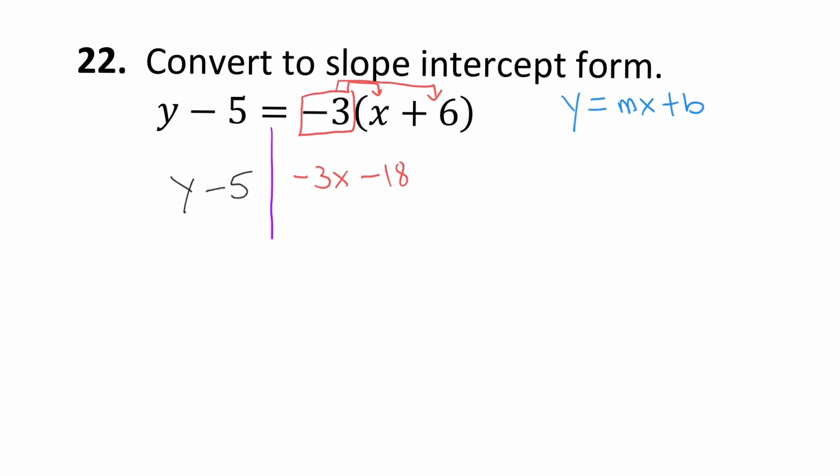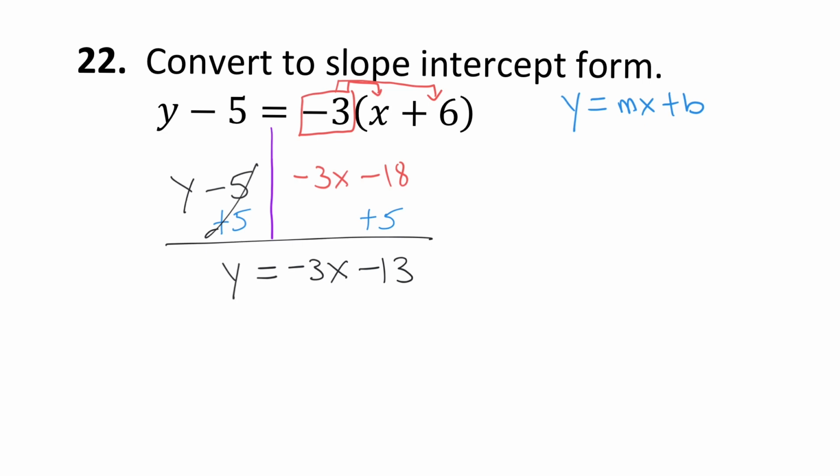The next step, let's get the y by itself. I don't have any more parentheses, so let's eliminate the constant that's on the same side of the y. I'm going to do the opposite. Plus 5, add 5 to both sides. This cancels, so you guys bring down the y equals, there's the negative 3x, and you guys combine these two constants, negative 18 plus 5, that's going to be negative 13.